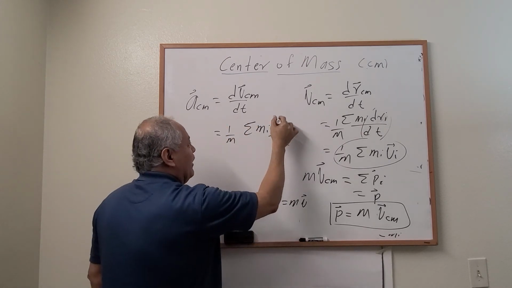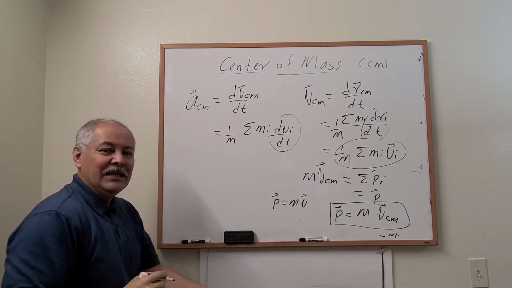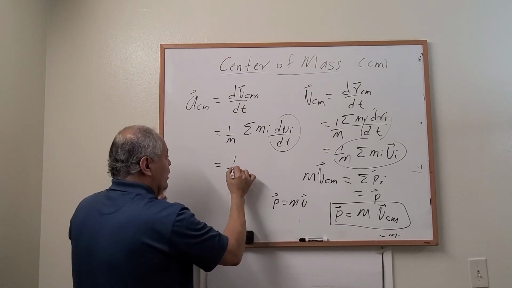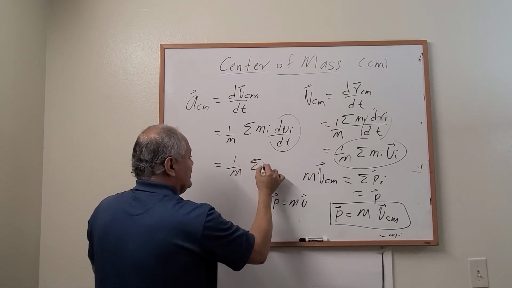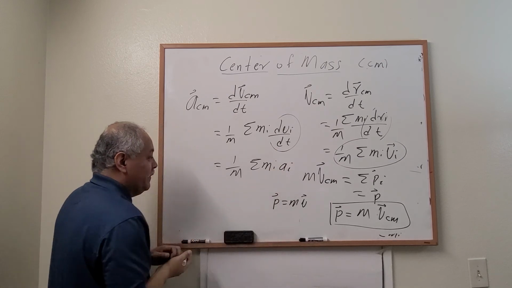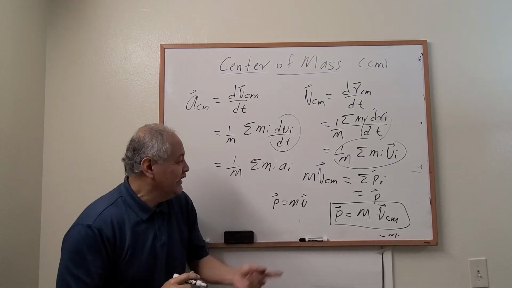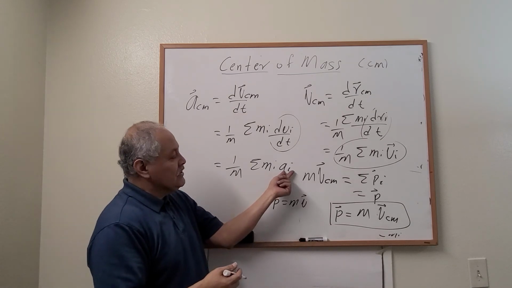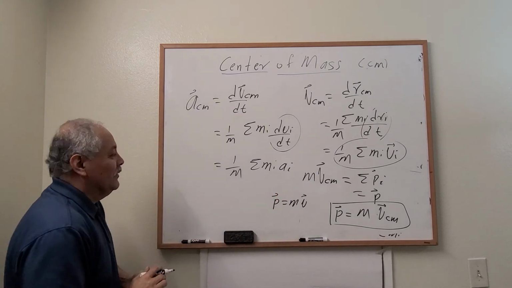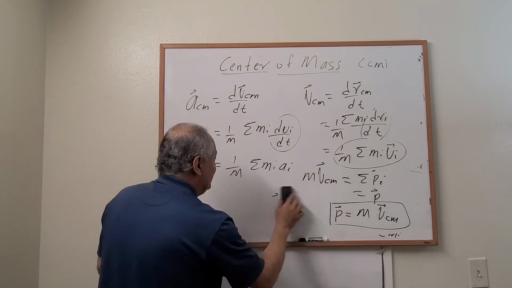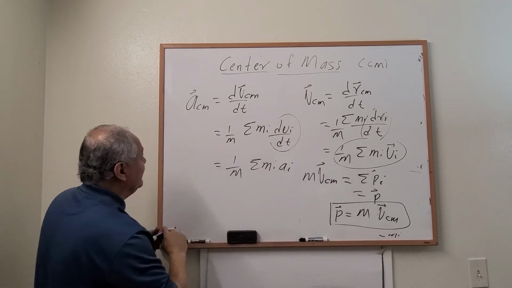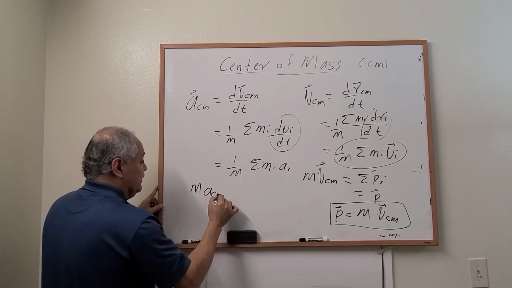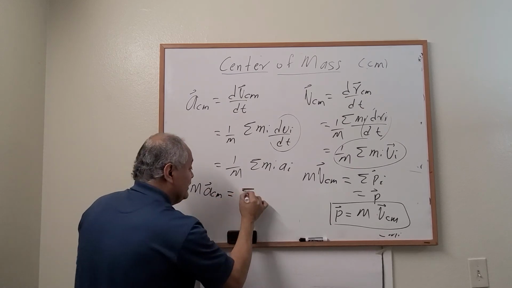Perfect. But what is this now? That's the acceleration of each individual particle. So it's equal to 1 over m times the sum of m sub i a sub i, the acceleration of the ith particle. Okay, perfect. Great. Now let's do the same thing as for velocity. Let's multiply by the total mass, and what do we have? Mass times the acceleration of the center of mass is equal to this sum.